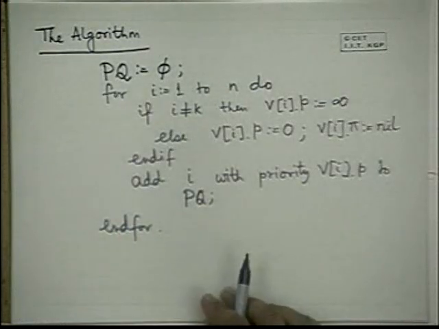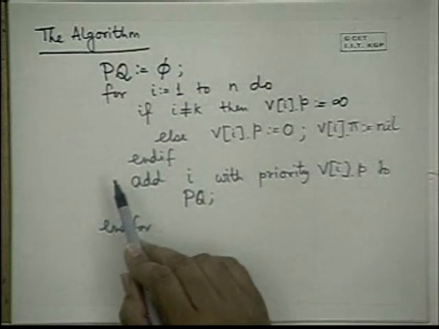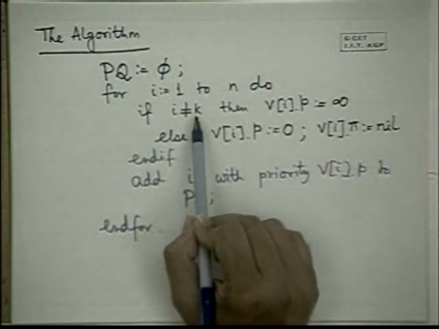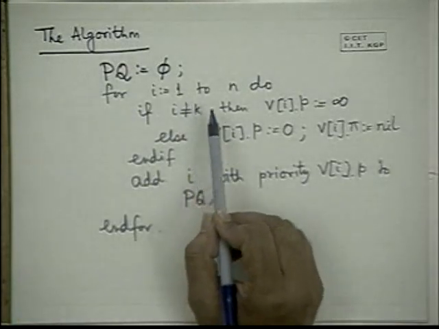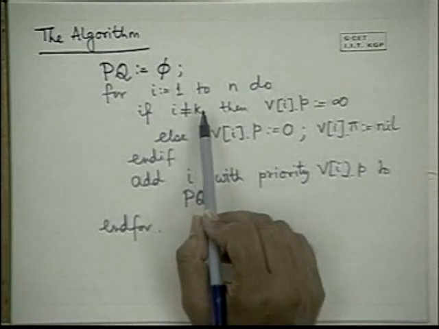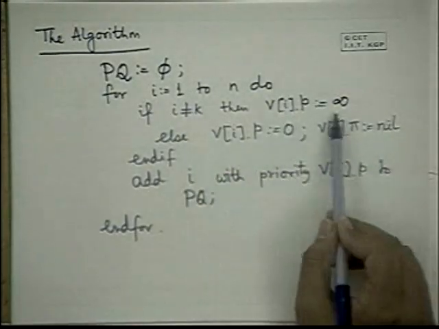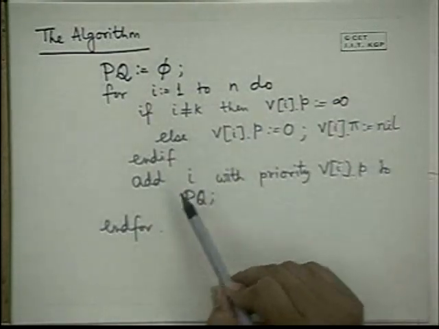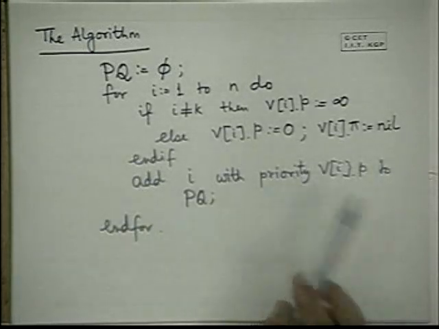Initialization is not doing anything great here. So basically it's just very similar to the Prim's algorithm initialization. So you take k as the start vertex, the source vertex. Only for that vertex its priority is 0 and its path is assigned to nil. For all other vertices the priority is infinity. And with this priority you insert all these vertices in a priority queue. So this is the initialization.